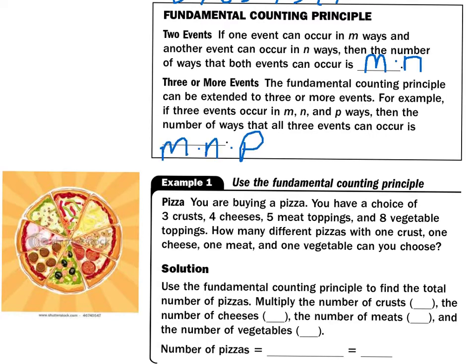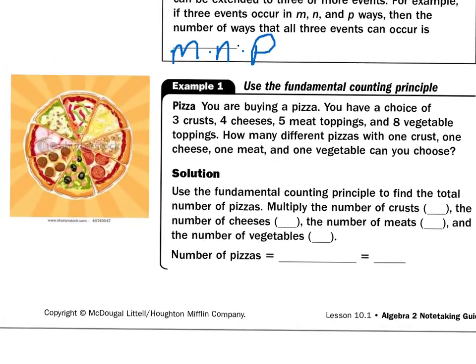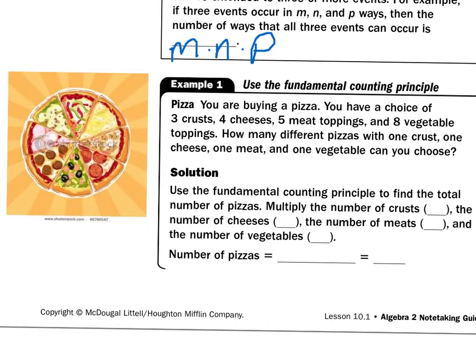So I went and found out on the internet, I got us a little picture of a pizza here for our next problem. You are buying a pizza. There's our pizza. And you have a choice of 3 different crusts, 4 different cheeses, and 5 meat toppings, and 8 vegetable toppings. How many different pizzas with 1 crust, 1 cheese, 1 meat, and 1 vegetable can you choose?